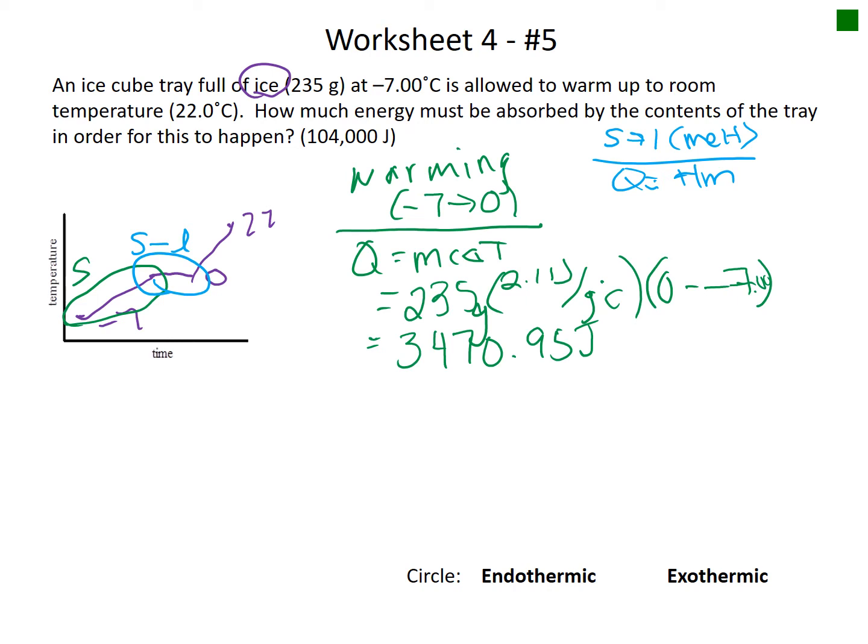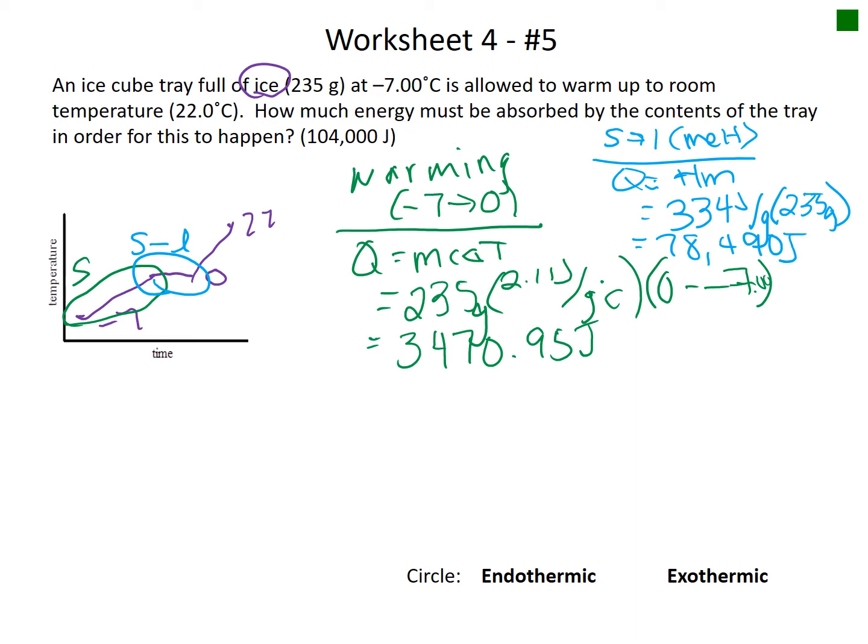When I look at my constants for water, H is 334 joules per gram, and my mass in this case is 235 grams. When I multiply that out, I get 78,490 joules. So that's my melting stage.